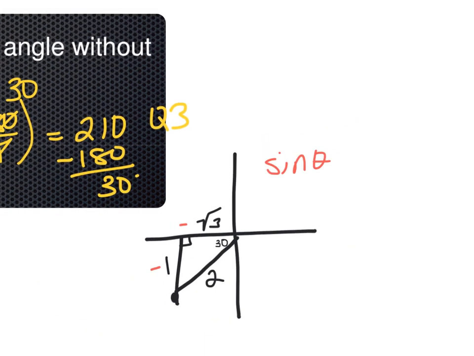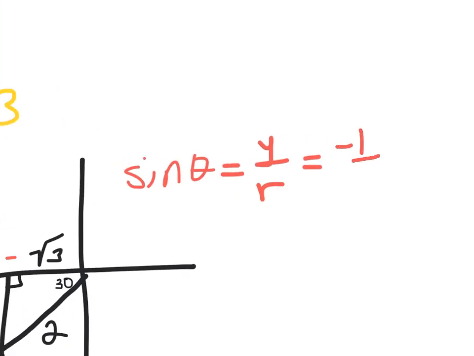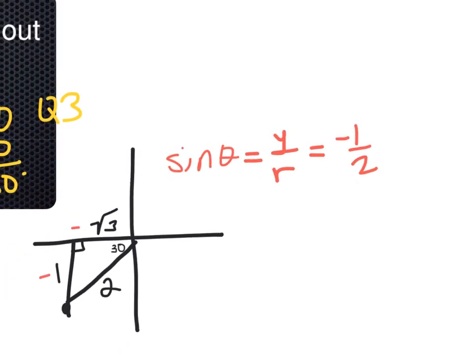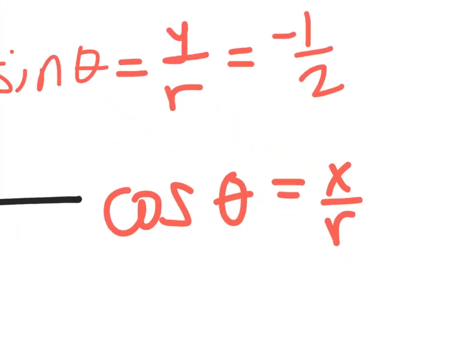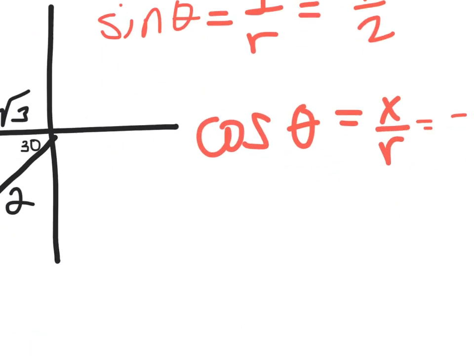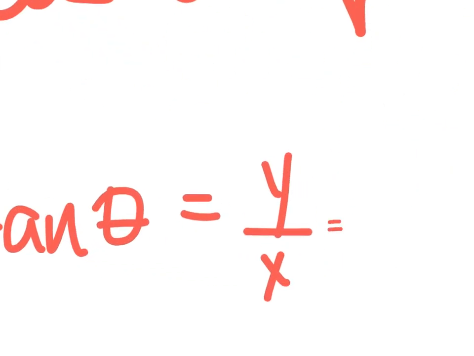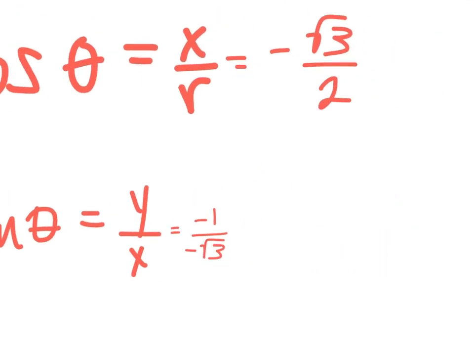Sine of theta. What is sine again? Y over r. So what's the y value? What's the r? Negative 1 over 2. Cosine theta. X over r, correct? So what's the x? Negative square root 3. Negative root 3 over 2. What's the tangent of theta? Y over x. Well, what's my y? Negative 1 over negative root 3. Guys, right away, a negative divided by a negative is a? Positive. I gotta rationalize, right? So this becomes root 3 over 3.